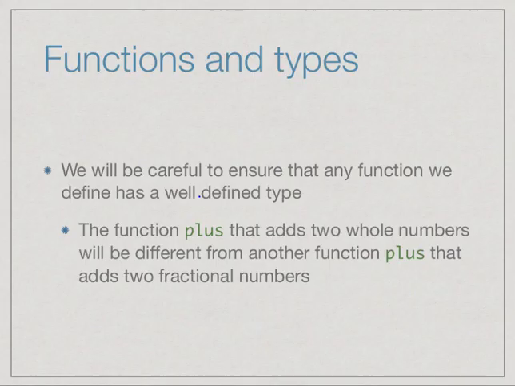So all functions will have to have a well-defined type, and therefore the same function, say plus, which mathematically does the same thing for whole numbers and for fractional numbers, will actually consist of two different functions. Now it may be that for convenience we use a symbol like plus or the name plus to define both functions, but internally they are two different functions because they have different types.